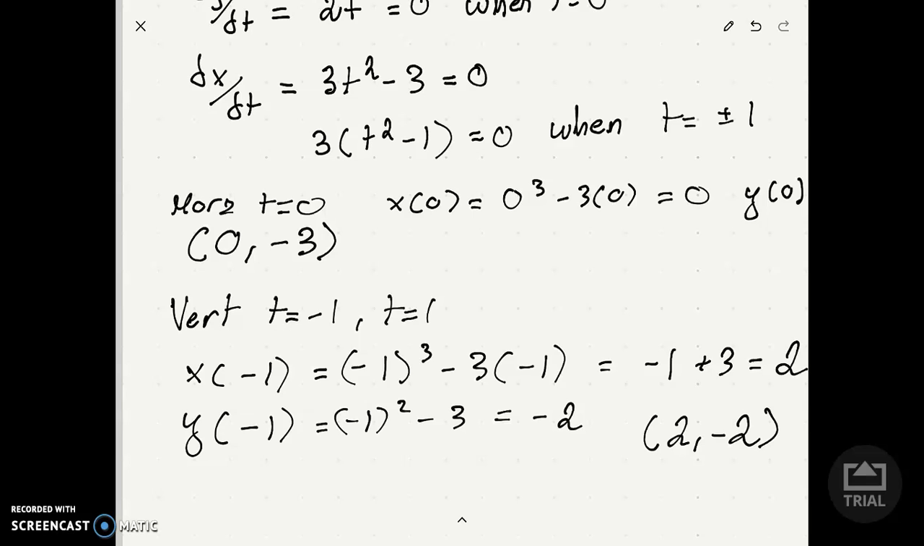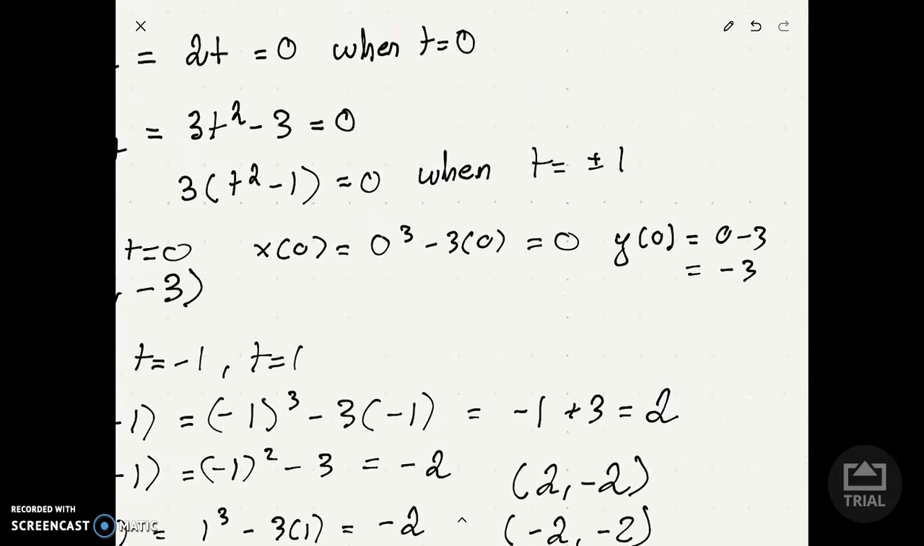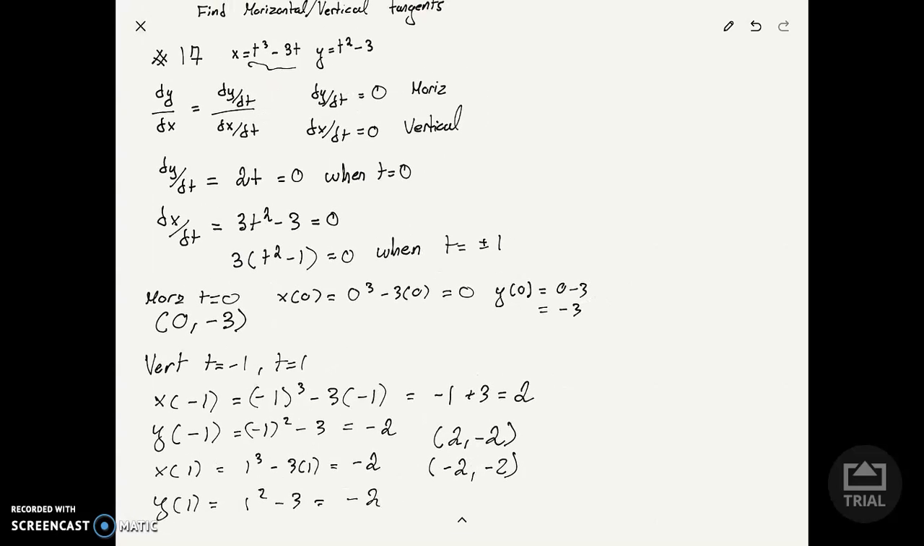And now let's do the pair for just 1. So just plugging it into the x function again, we get negative 2. And then let's see what we get for the y. We get negative 2. Okay, and that makes sense because it's an even function for the y, so that's why we get the same output here.